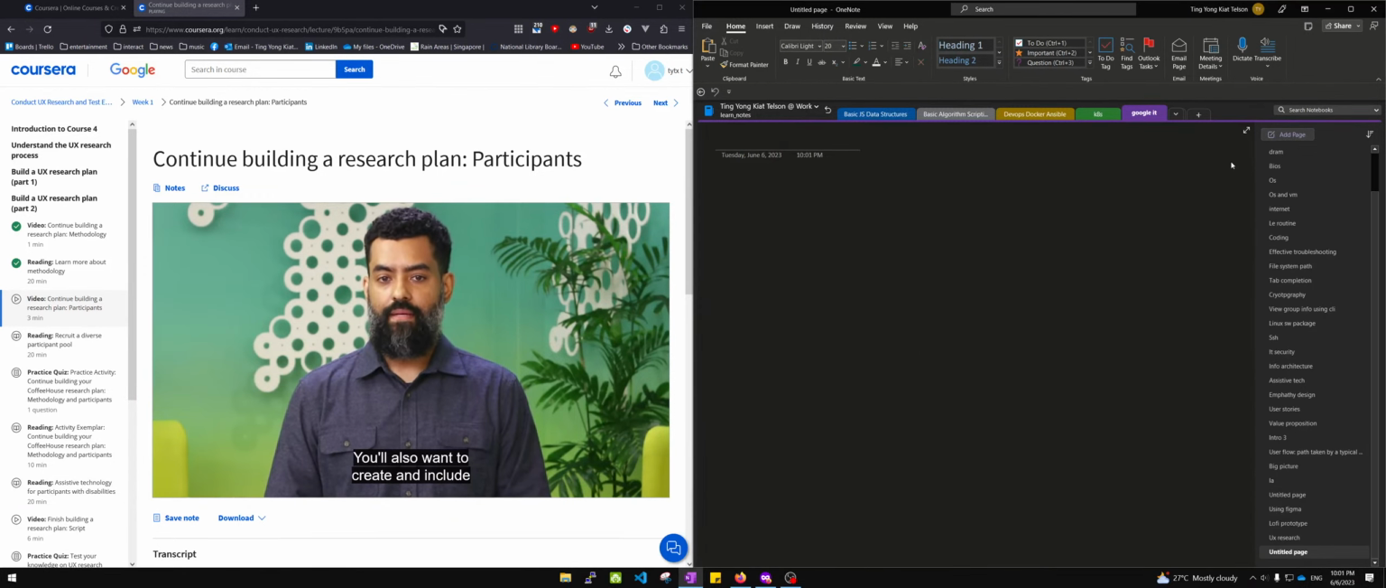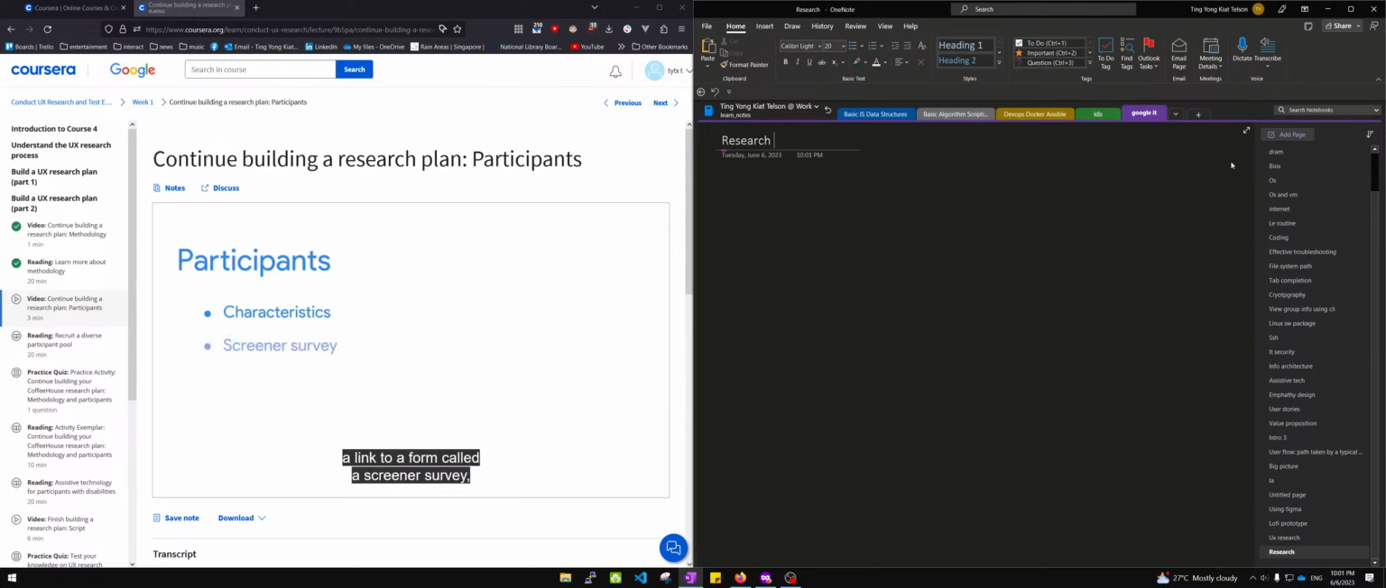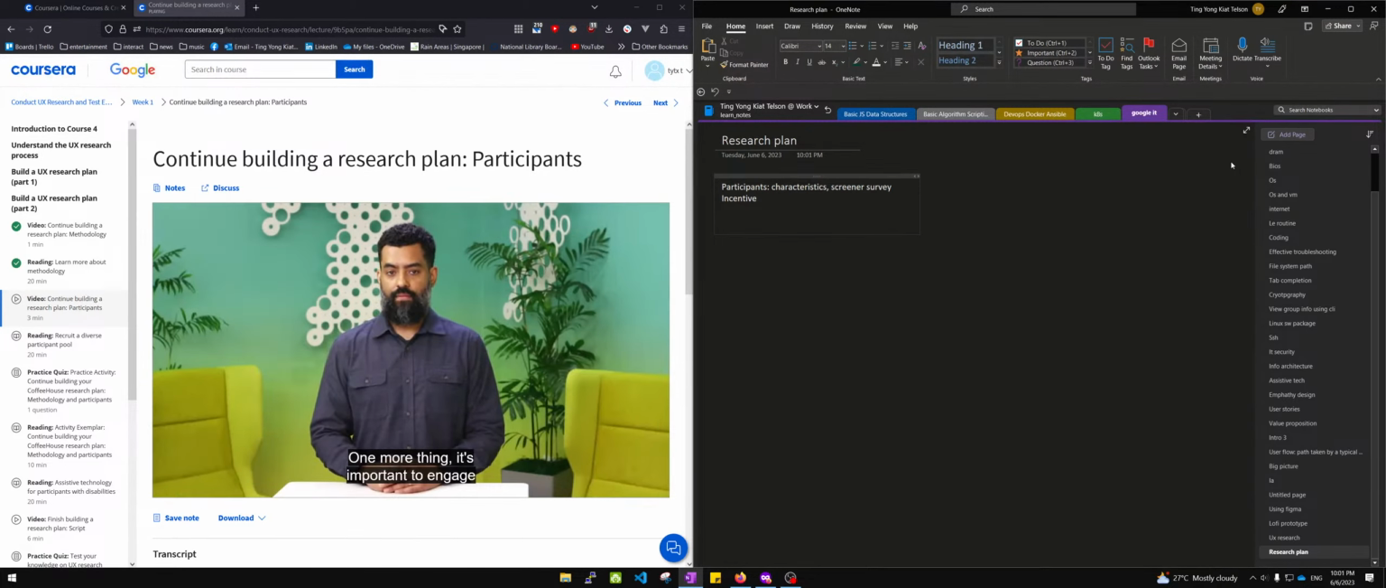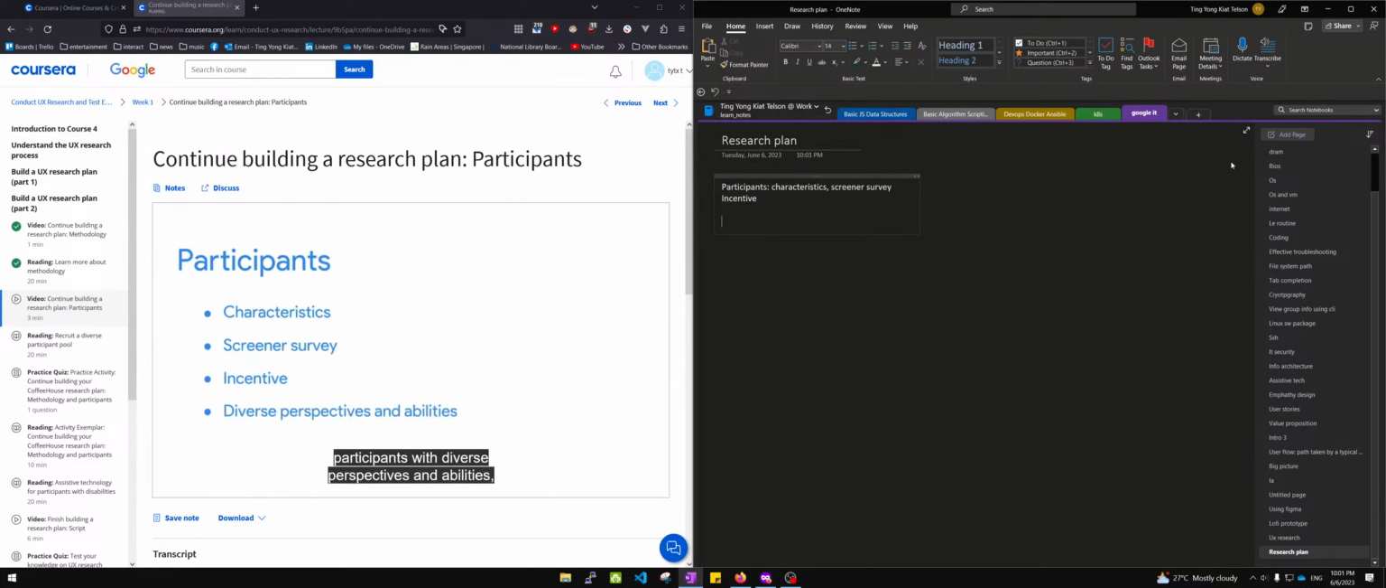You'll also want to create and include a link to a form called a screener survey, which you'll use to ask potential participants a series of questions to see if they meet your desired characteristics. In addition, you need to think through how to get participants to be part of your study, known as the incentive. The incentive also provides a way to thank participants for their time and feedback. For example, you could compensate them with cash or a gift card, or enter them into a raffle for a prize.